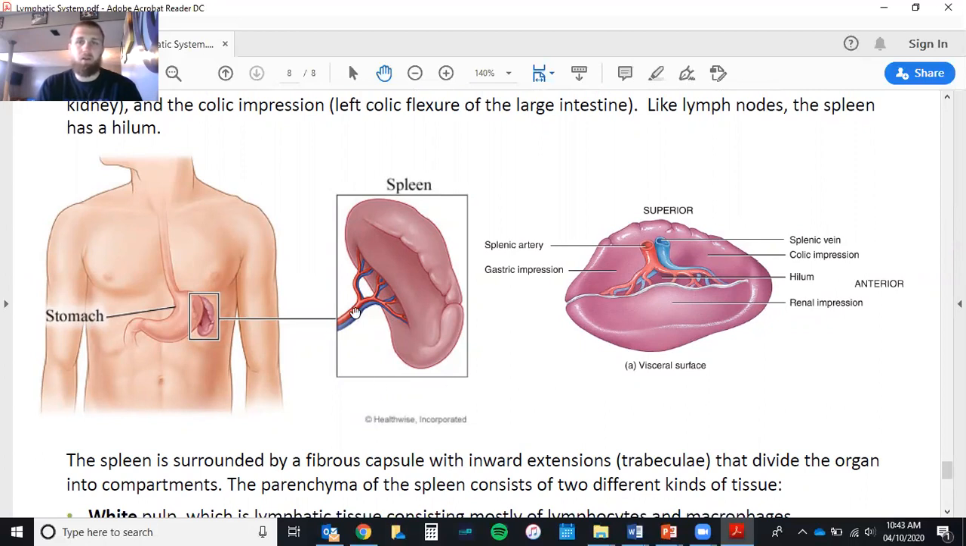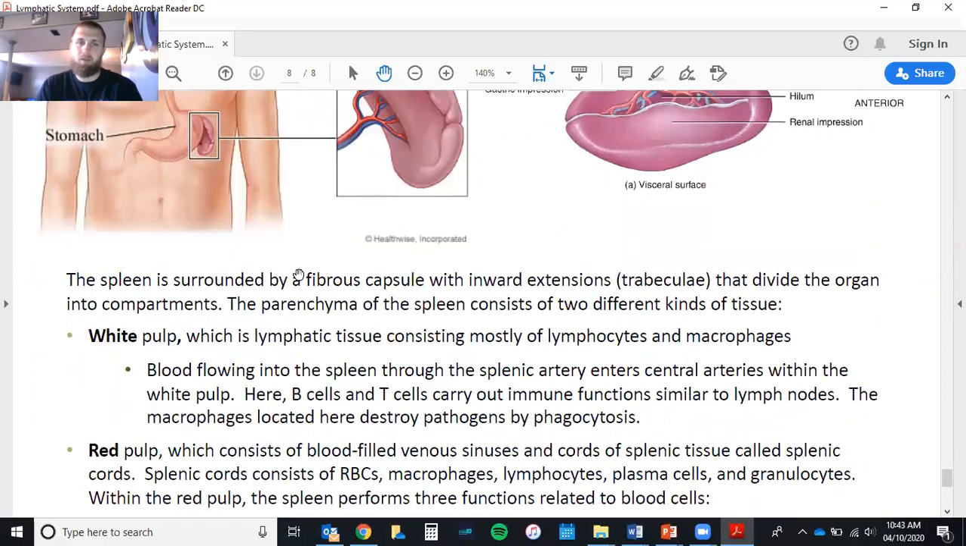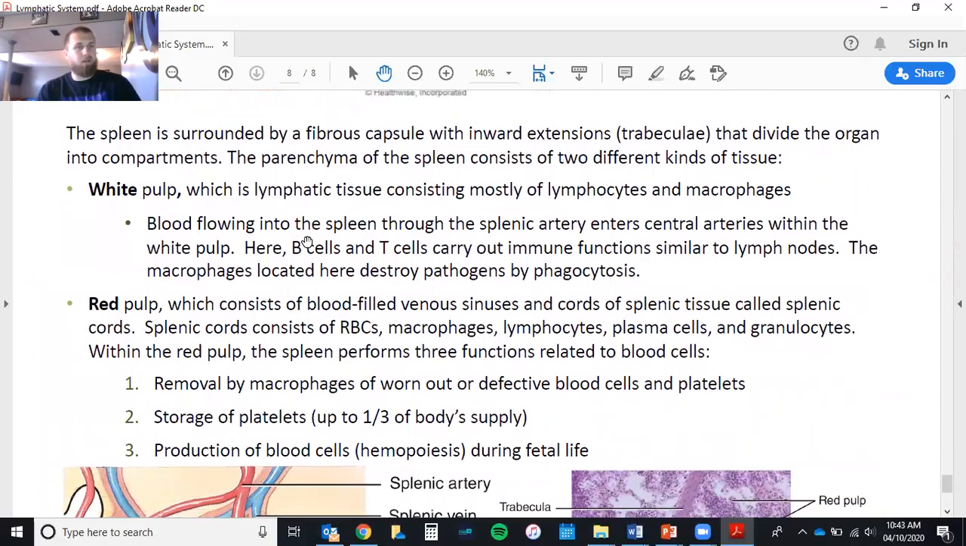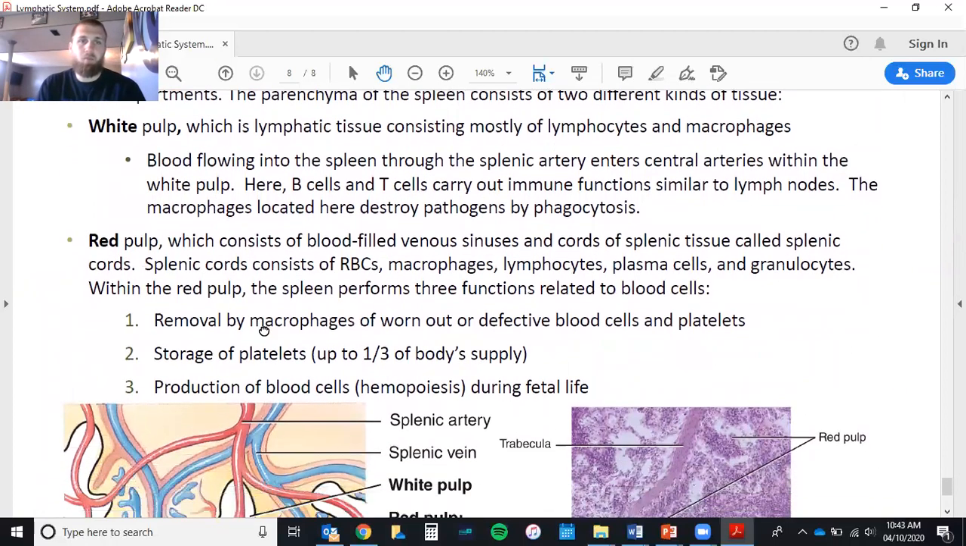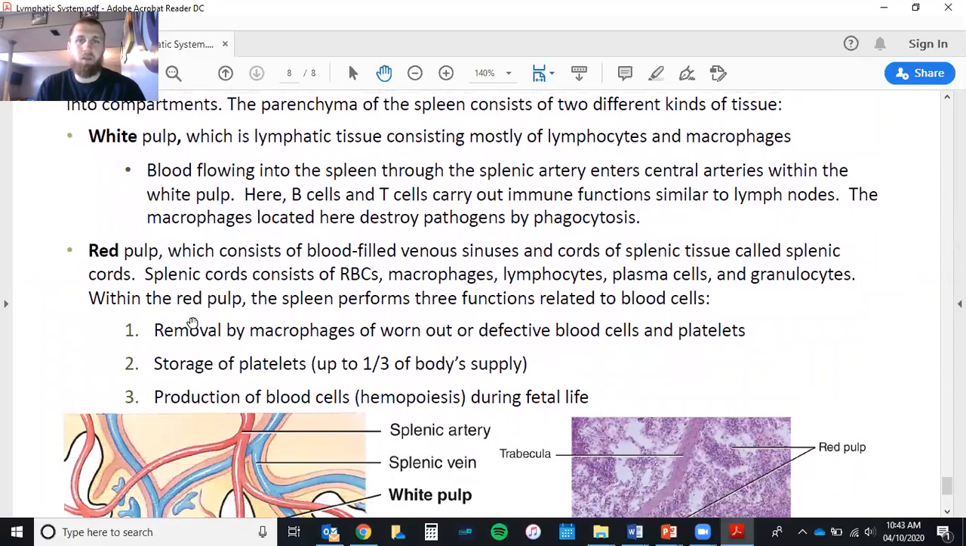And like our lymph nodes, there's a hilum associated with our spleen, which is where you can see these blood vessels coming in, or in the case of the splenic vein, leaving. Like lymph nodes, there's a fibrous capsule on the outside, with inward extensions called trabeculae that divide it into compartments. The functioning part, or parenchyma, of the spleen is made up of 2 kinds of tissue, what we call white pulp and red pulp. White pulp is where you find lymphatic tissue made mostly of lymphocytes and macrophages. And this is where we filter, not lymph like lymph nodes, but instead blood.